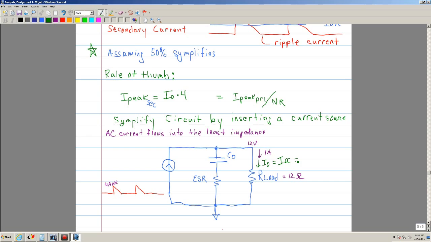In our example, I'm using an IDC of 1 amp. So basically the average will be 1 amp. Therefore, this peak current is going to be 4 times that. In other words, if this is 0 right here, it means that the current right there is going to be 4 amps peak.